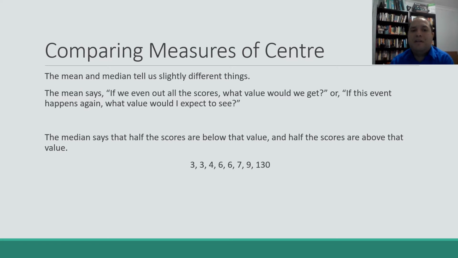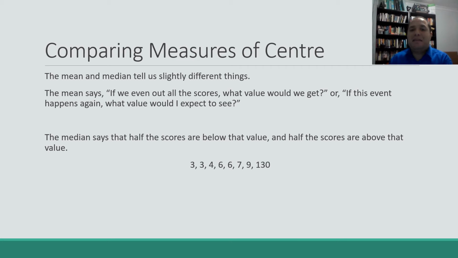Now it's important to note that the mean and median do tell us slightly different things. The mean says if we even out all the scores, take the big scores and even them out with the low scores, what value would we get? Or think about it another way, if this event happens again, what value would we expect to see? Thinking about sport as another example, if it's the number of points a player's scoring in basketball, if he's averaging 35 points, then in his next game we would expect to see him score maybe 35 points. That's what the average means, the value we expect to see the next time this activity happens.